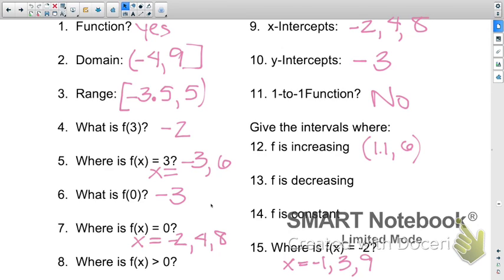Decreasing, there are 2 sections for this. Where does the first decreasing section start? -4. It goes to where? 1.1, and then it picks back up at 6 and goes to? All right, and what do we use in the middle? The union, U symbol. I always do it, but I guess it really doesn't matter.